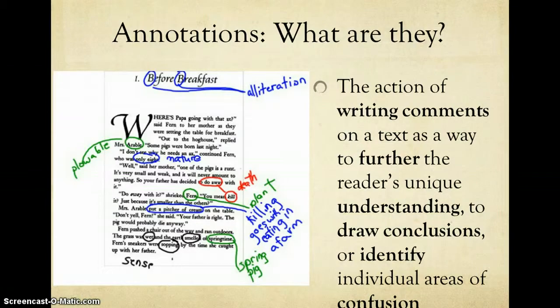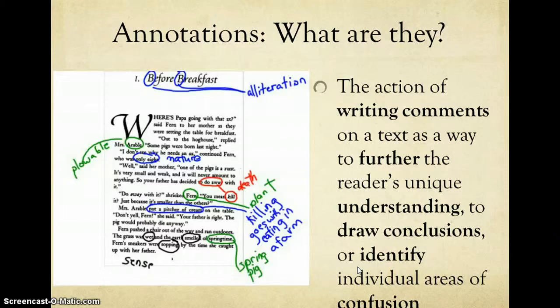1, further the reader's unique understanding. 2, draw conclusions. And or 3, identify individual areas of confusion. I want to draw attention to two of these words, unique and individual, because it's important to understand that while annotations are the practice of good readers, they are not produced in the same way by all readers, and that's okay.